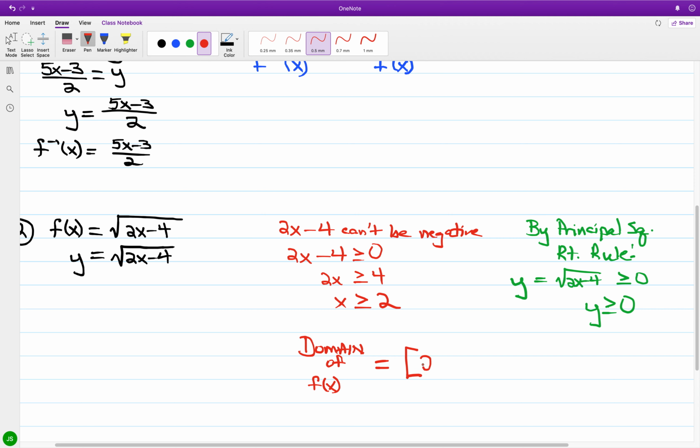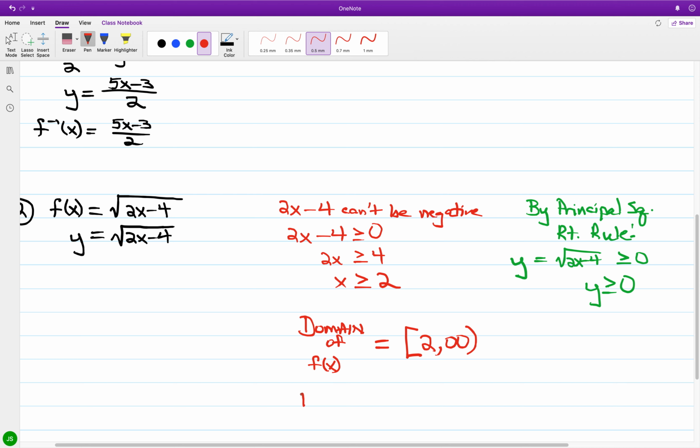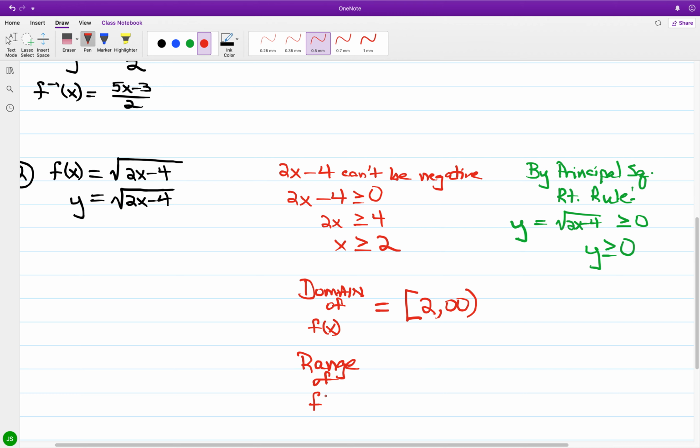Okay, and so in this case, symbolically, we have going from 2 on out to infinity, and what we have in x for f of x, we can have in y for the inverse function. And so for the range of the inverse function, you're going to have the set of all values of y such that y is greater than or equal to 2, going from 2 on out to infinity.